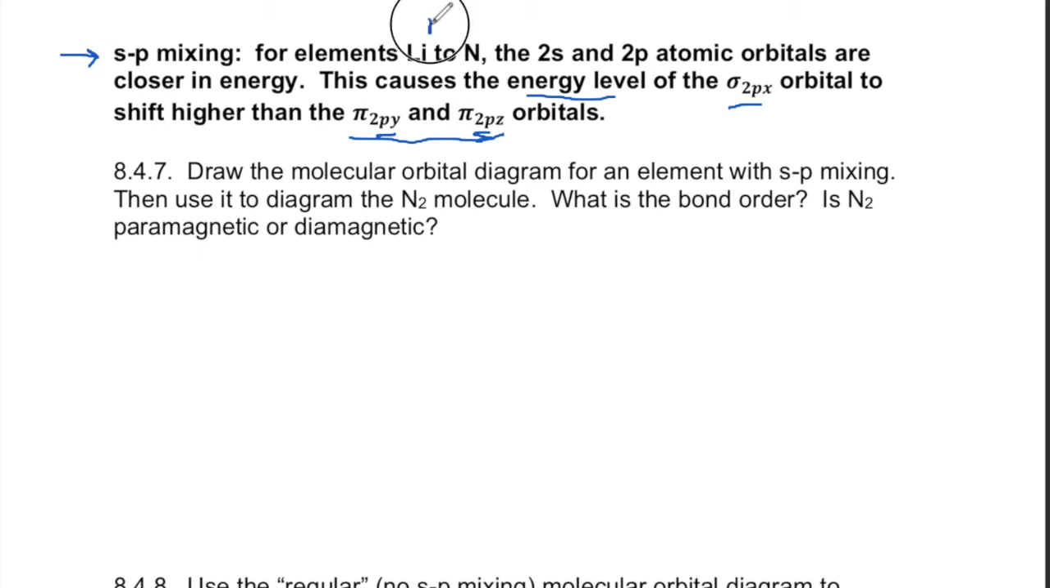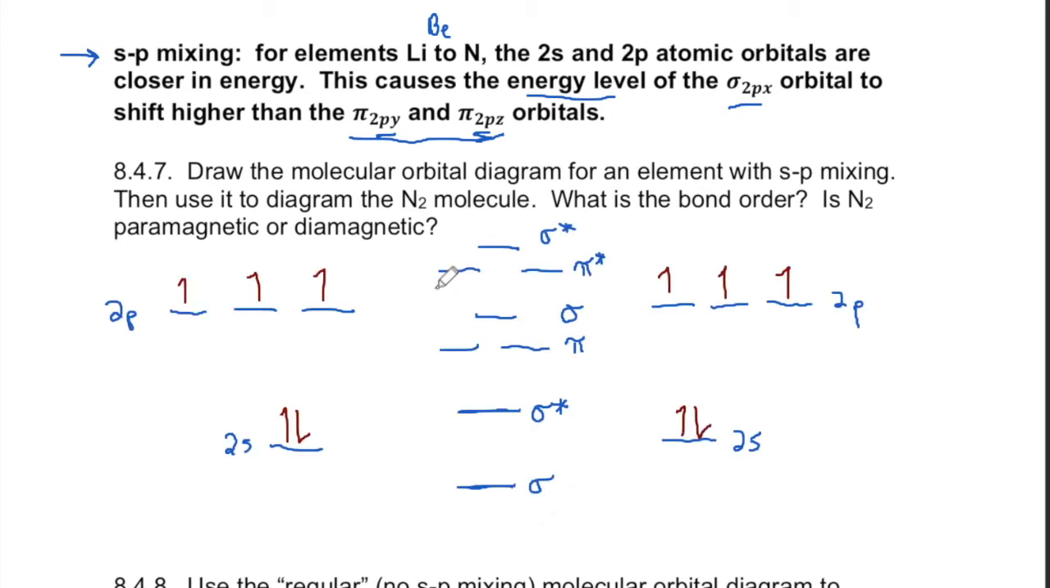So beryllium is one of these elements. The order of molecular orbitals that we just looked at is the order that has sp mixing as part of it. So I have drawn the same set of molecular orbitals that we saw up above for beryllium with sp mixing. The sp mixing affects this set of orbitals here, the pi bonding and the sigma bonding that come from the 2p orbitals, not the ones that come from the 2s.